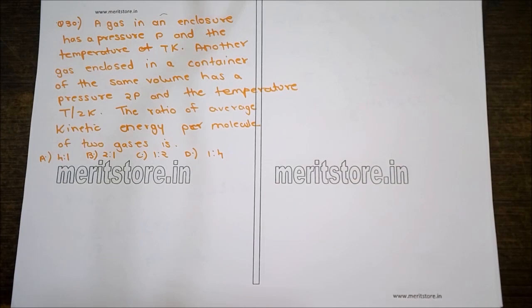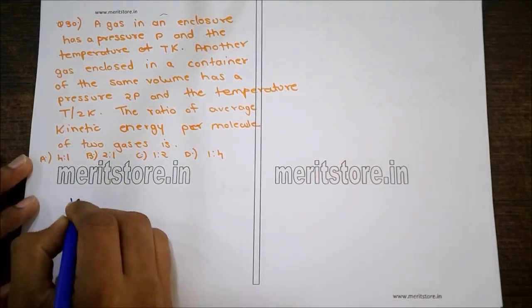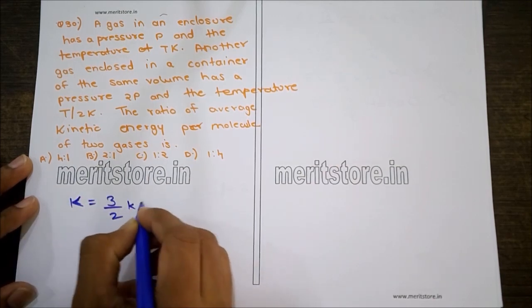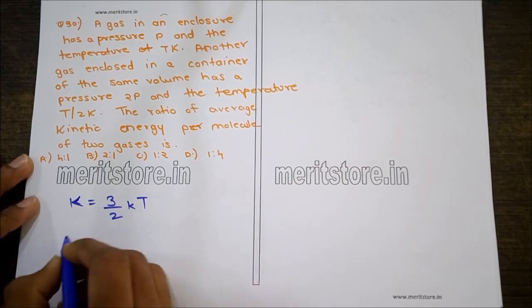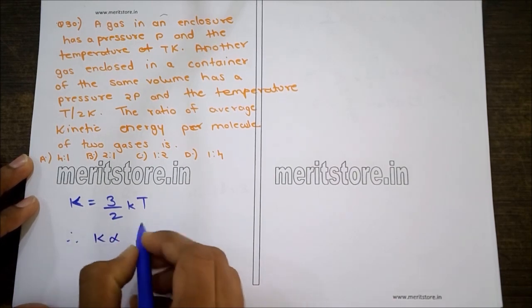A gas in an enclosure has a pressure P and temperature T Kelvin. Another gas enclosed in a container of the same volume has a pressure 2P and temperature T by 2 Kelvin. The ratio of average kinetic energy per molecule of the two gases is, the options given are 4:1, 2:1, 1:2 and 1:4. Now the average kinetic energy K is given by 3 upon 2 times Boltzmann's constant K times T. Since this is a Boltzmann's constant, the average energy K is proportional to T.